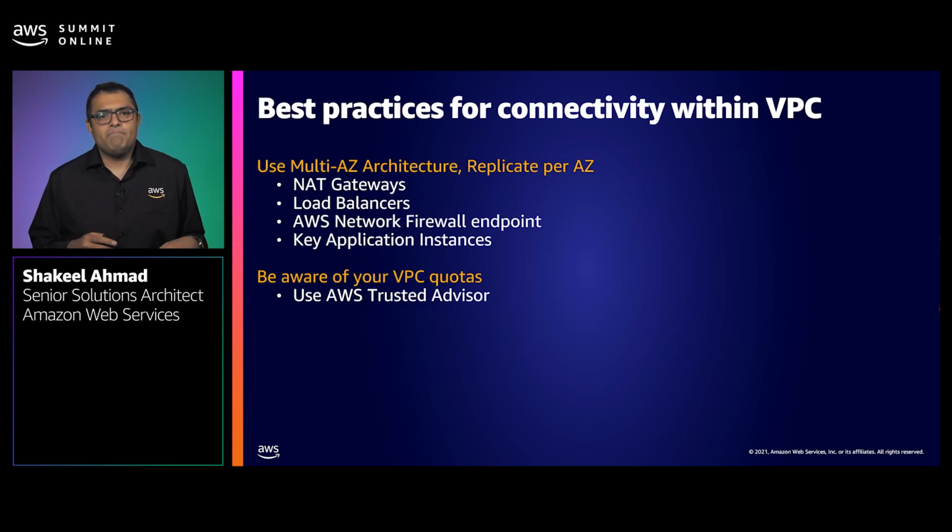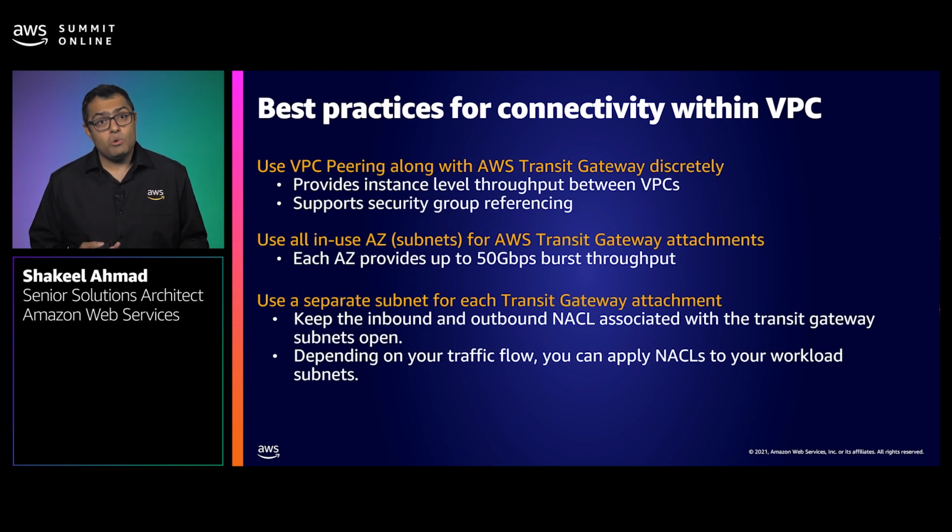Let's summarize. Use multi-AZ architecture and replicate key resources such as NAT gateways, load balancers, and any other critical applications for your business in multiple availability zones. Be aware of your VPC quotas before you hit any limits, and use AWS Trusted Advisor to keep on top of this as well.